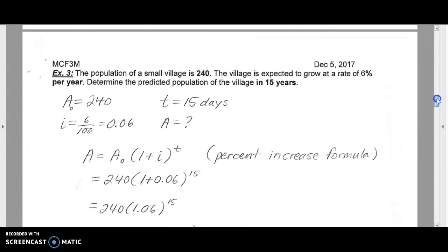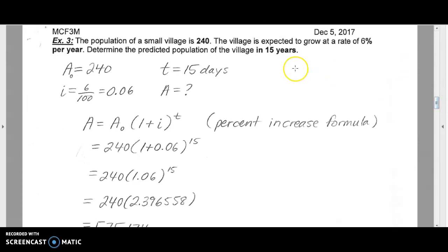Okay. Last question here is a percent increase question. It's talking about population. We have a population of 240, and it's growing at 6% per year. Determine the population of the village in 15 years. Because it's growing, it's percent increase. So we're solving for A naught. What do we start with? 240 people. What's the percent increase? 6. Convert that to a decimal, 0.06. And the t value here is 15 because it says 15 years.